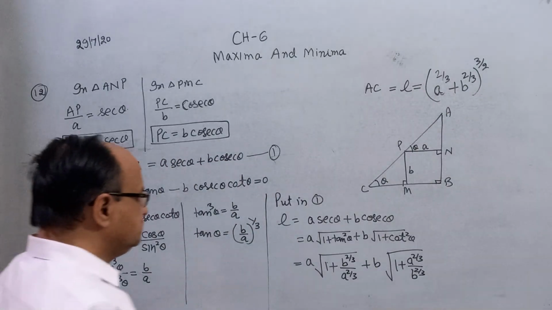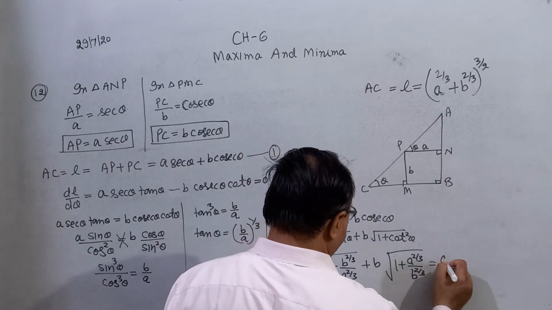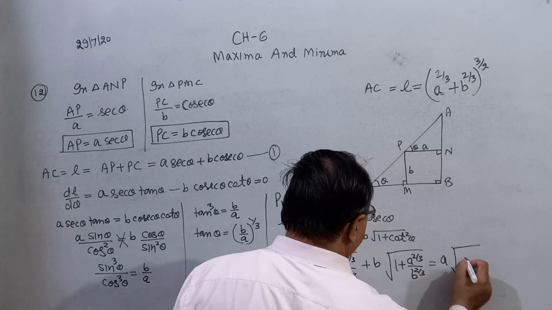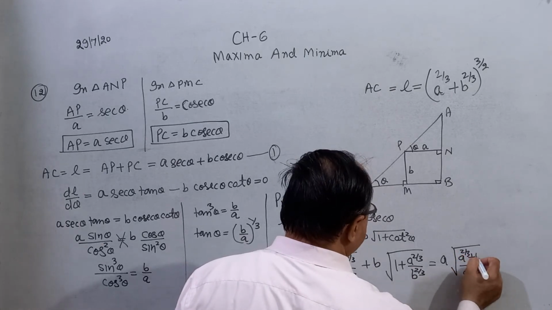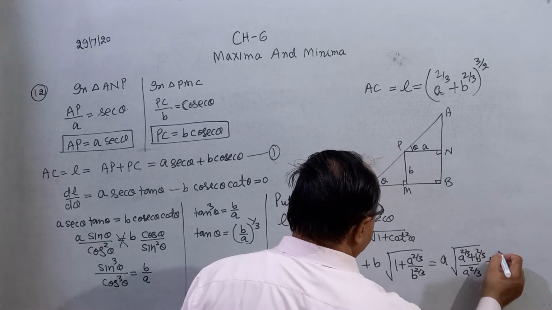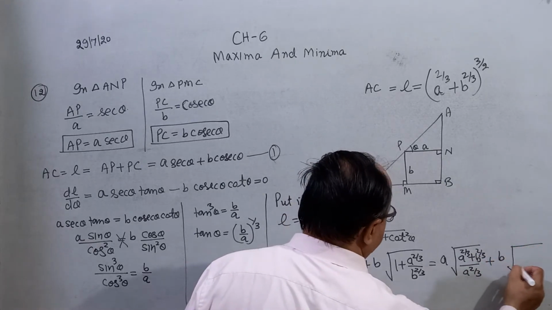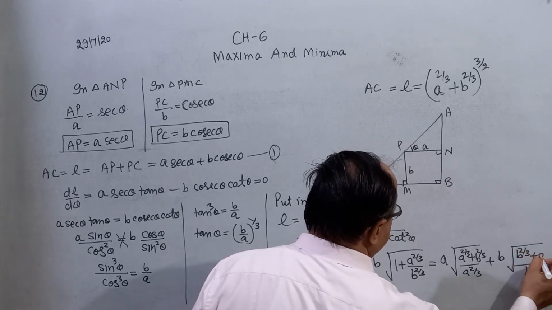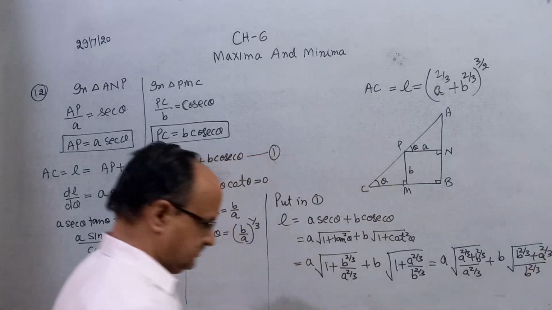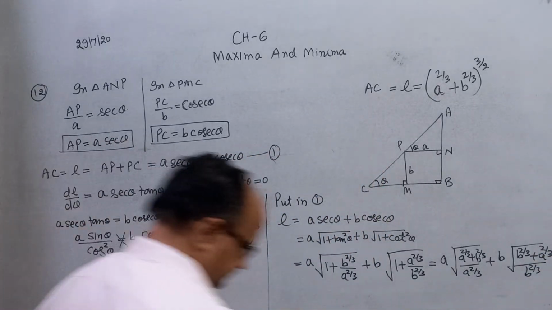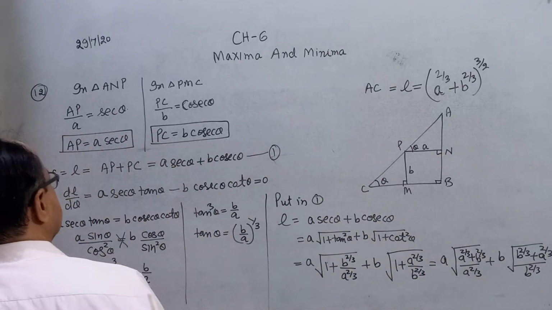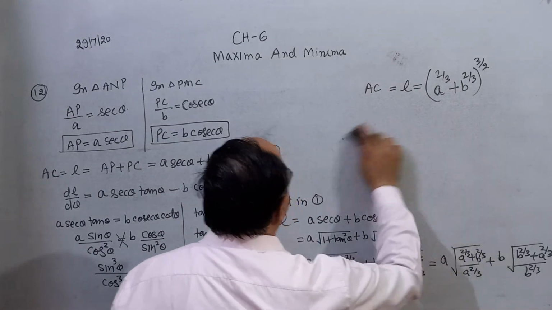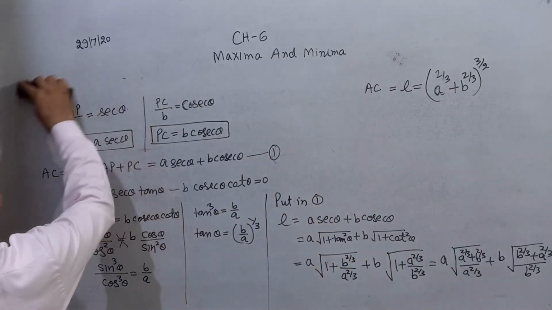Now take the LCM. A to the power 2 by 3 plus b to the power 2 by 3 under the square root, and b to the power 2 by 3 plus a to the power 2 by 3 under the square root. Correct? This is the solution of question number 12.